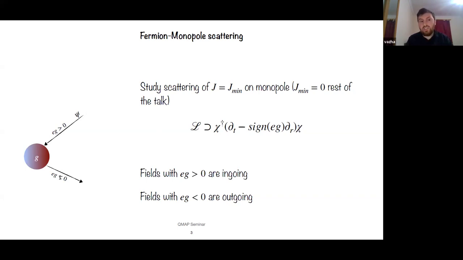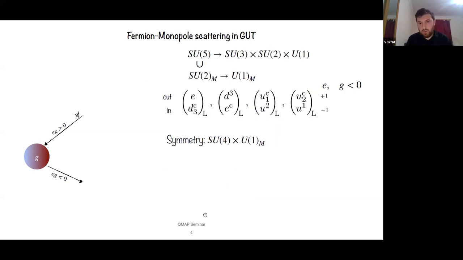And if E times G is less than 0, the corresponding field has just outgoing waves. This results in very interesting dynamics during the scattering. But to see this dynamics, let's be a little bit more concrete.